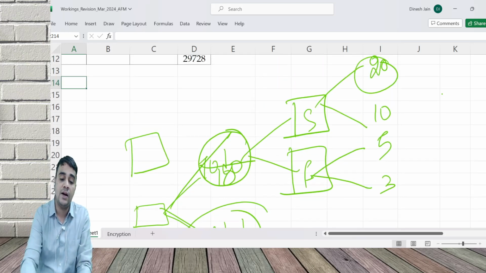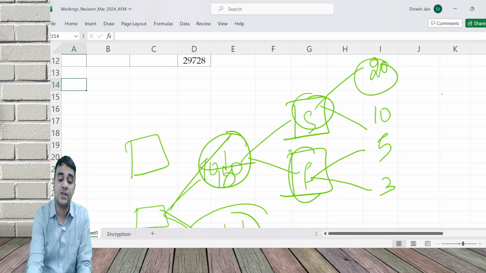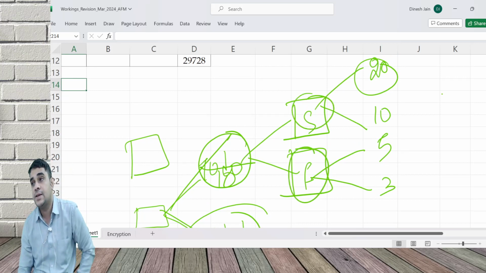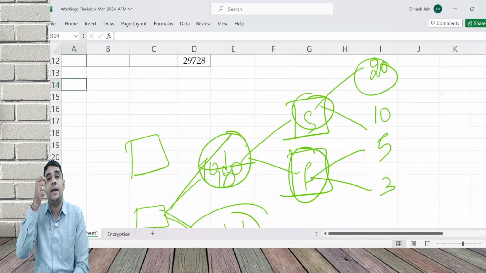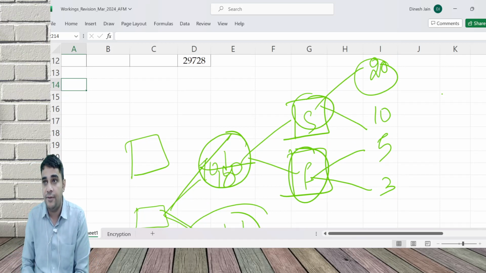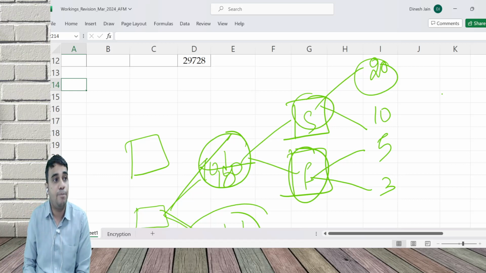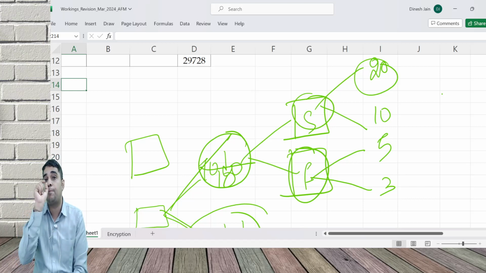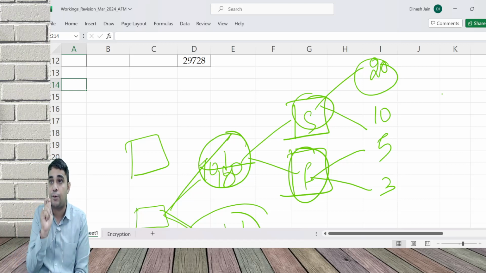Chance node is a weighted average of success and failure. Moment I say weighted average, I need probability. So you need to attach a probability for success and a probability for failure. You cannot attach a probability to do the project or not to do the project. That's in your hand. You can do the project, or you can decide not to do the project.